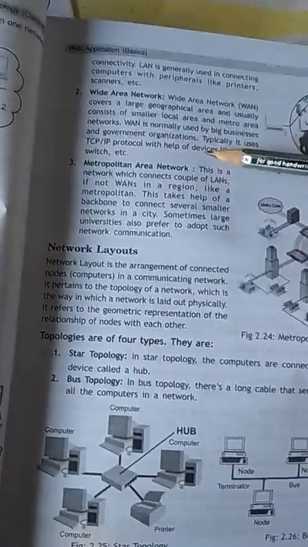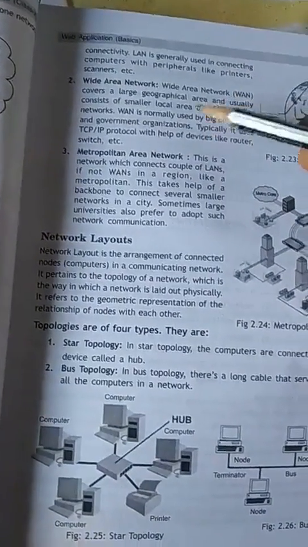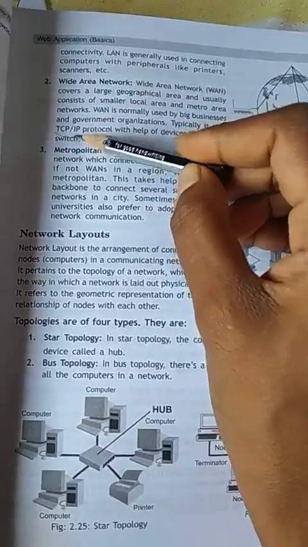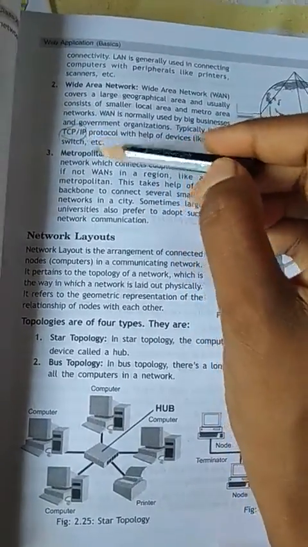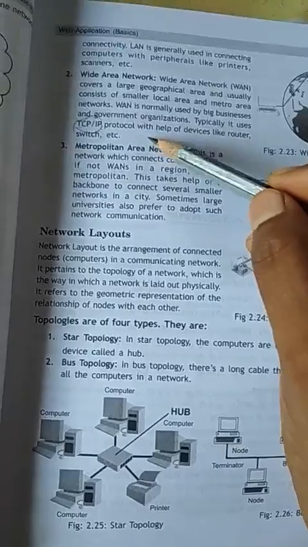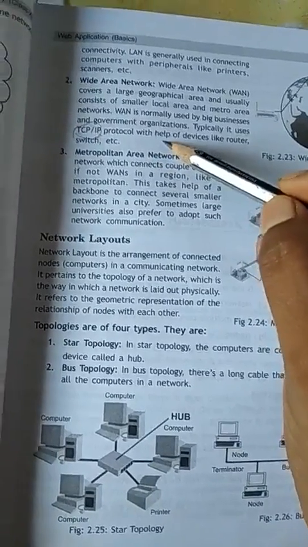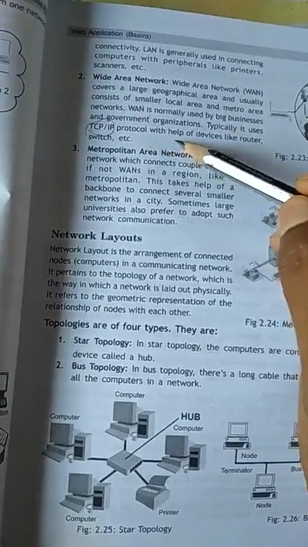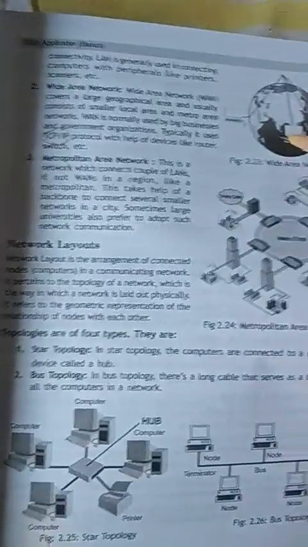In book code number 165, I will explain the meaning of TCP and IP, okay, so you can understand it easily. Devices like router and switch, etc., are used in WAN, okay.